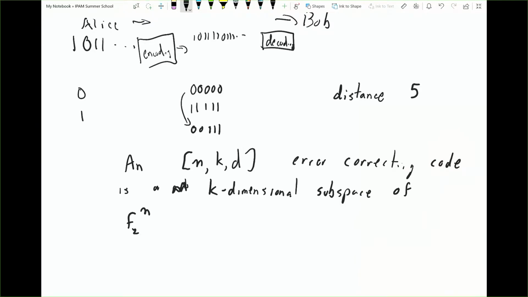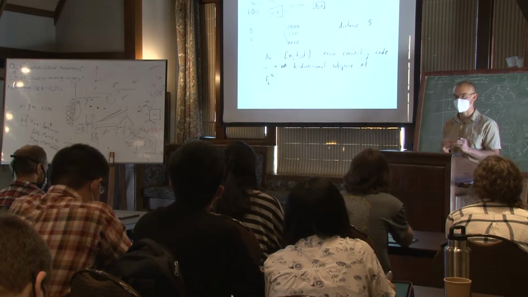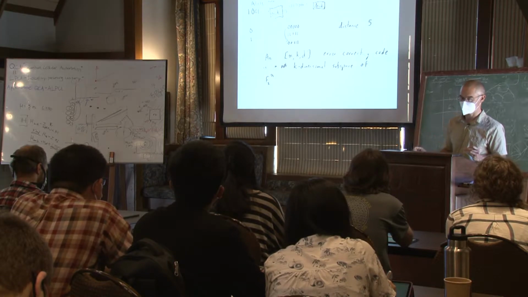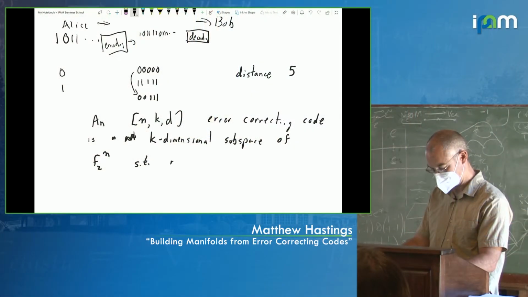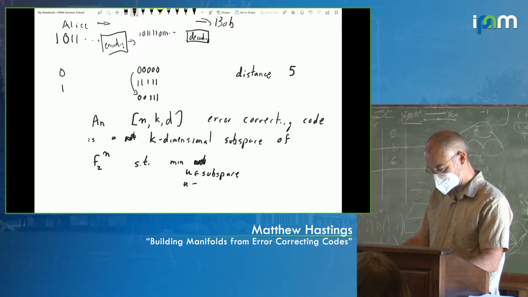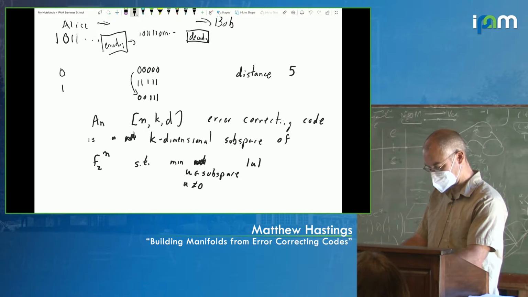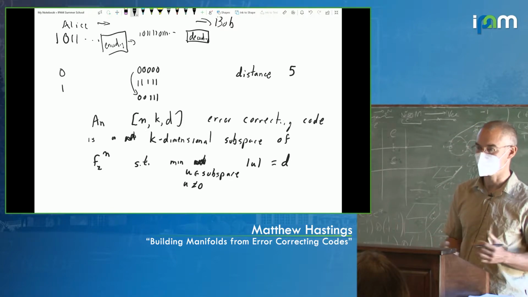So that is, Alice will send a message that is n bits long, and there's a k-dimensional subspace, which is the valid messages that she'll send, such that the minimum weight, such that, let's say, the minimum over u in the subspace, u not equal to 0, of the weight of u is equal to d. Here, this weight of u is the Hamming weight. It's the number of ones in it.